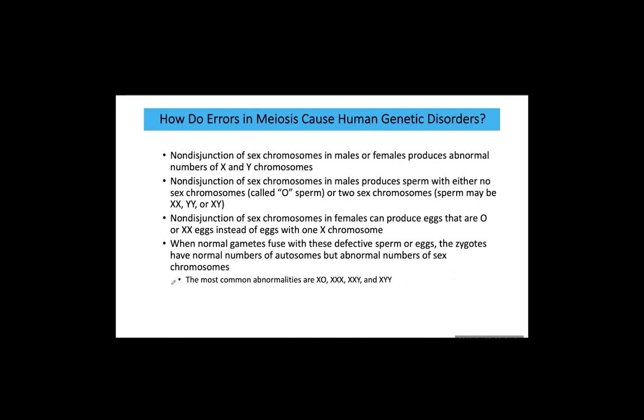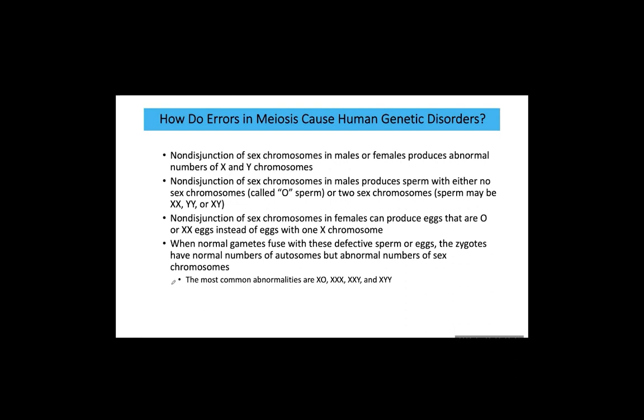So, non-disjunction of a sex chromosome in males or females produces an abnormal number of X and Y chromosomes. Non-disjunction is a new word. Non-disjunction means it's not proper segregation, not proper separation. So non-disjunction of a sex chromosome in a male produces sperm with no sex chromosome, which we indicate as O, the letter O, or 2 sex chromosomes. Sperm might have XX, YY, or XY.